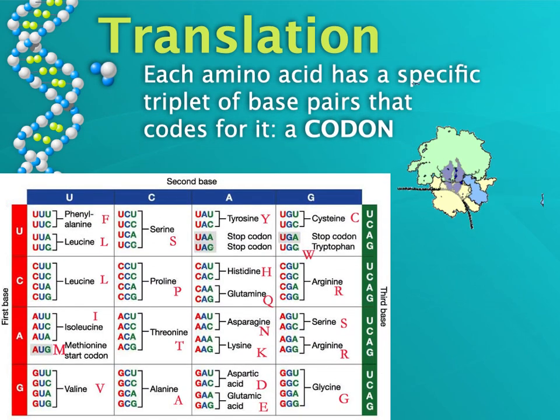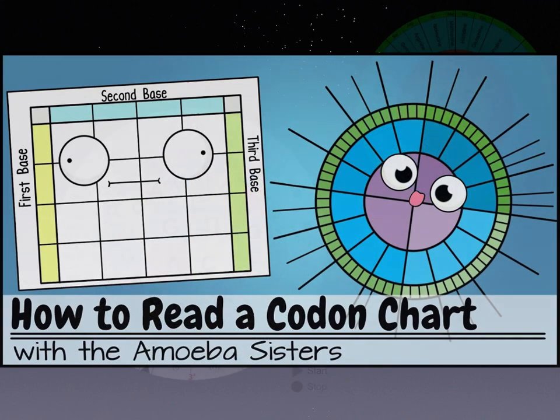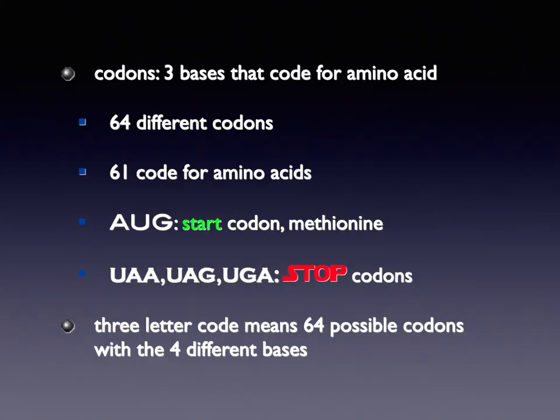You need to remember that each amino acid has a specific set of 3 base pairs, or a triplet, that codes for it, and that's called a codon. There's the old box, but we've been using the codon wheel. How to read the codon chart, we've covered that in class, and here's a video to help you that you've watched as well. Realize that codons are 3 bases that code for an amino acid.